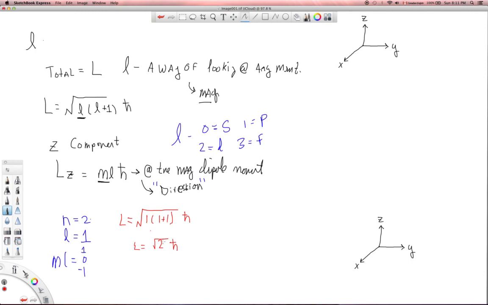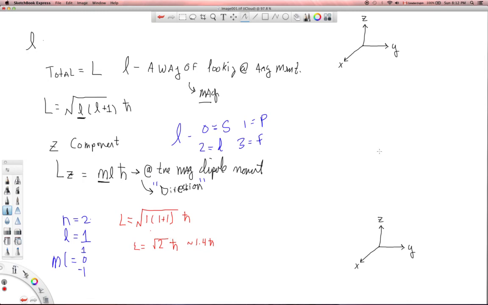And what's the square root of 2? What is that, approximately? 1.4 h bar, thereabouts. Yeah, close enough for government work. I'll go with that.